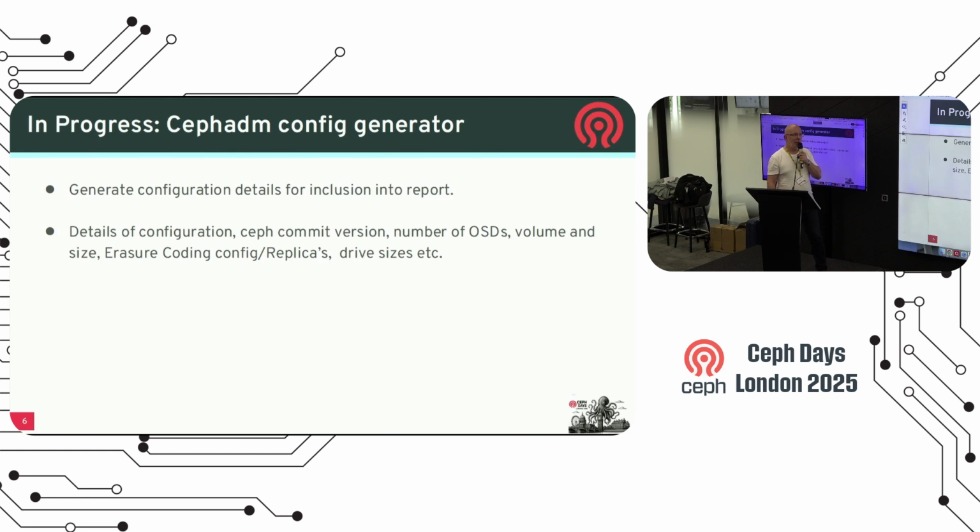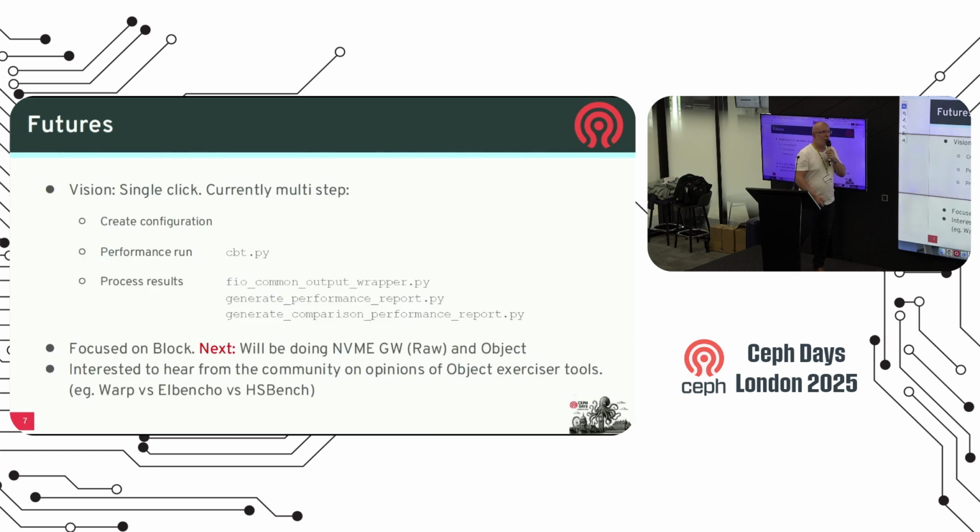We're in the process of developing a Ceph ADM configuration generator. That's still work in progress. This will be included in the report, so you can see from the report what configurations were generated. So for the future, currently it's still multi-step. As I mentioned, we want to go single click. We've been focused on block for erasure coding, but next we'll be doing NVMe gateway and then focus on objects.